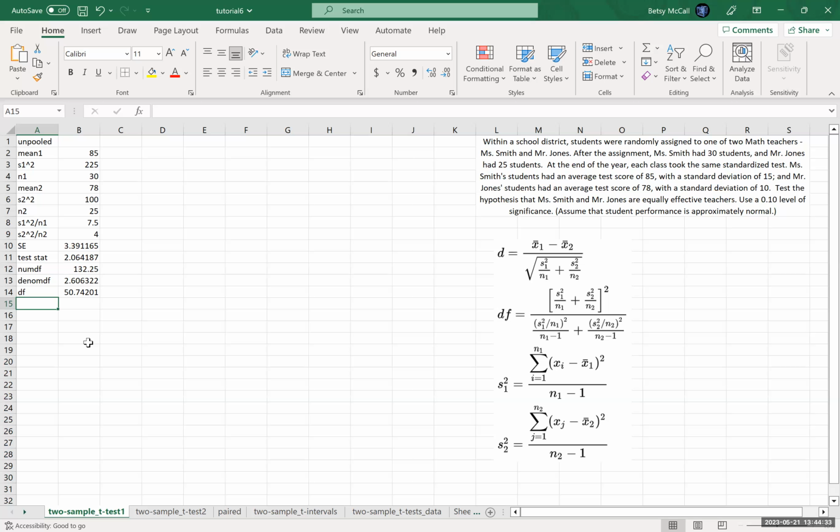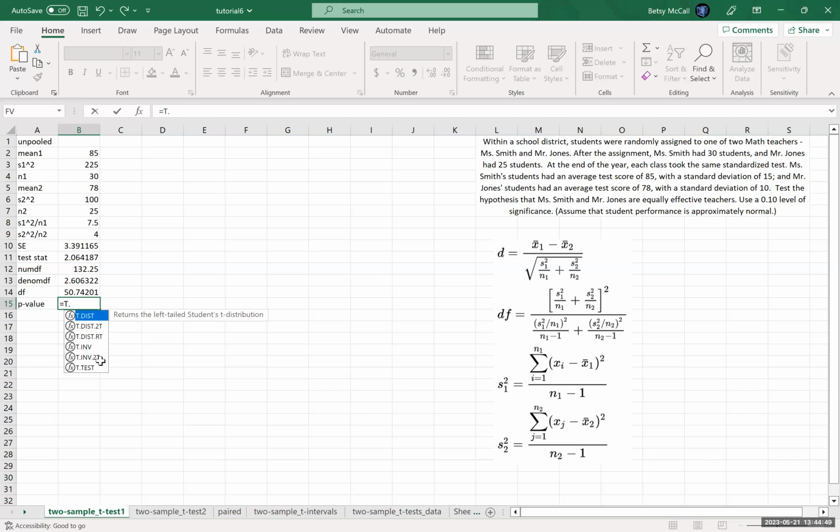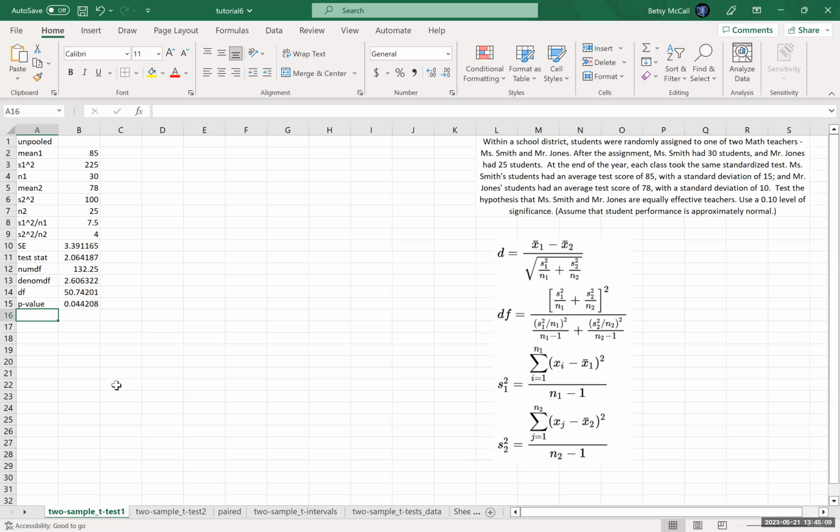So now we have our test statistic, and we can calculate our p-value. Now this is a two-tailed test, so that's what we're going to use: T.DIST.2T. The x value is our test statistic, and the degrees of freedom is the degrees of freedom that we just calculated. And we're going to get 0.044. That is less than our significance level in this problem, 0.10. Even if this was 0.05, which is the standard level, this would still be less than that significance level.